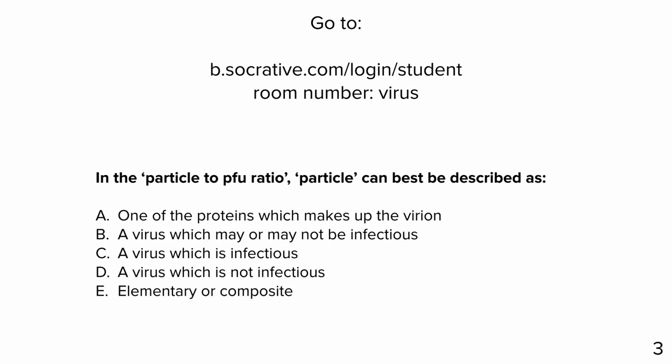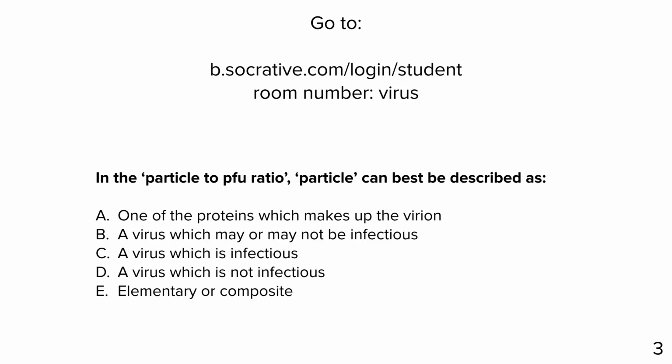Our next question is, in the particle-to-PFU ratio, particle can be best described as: one of the proteins which makes up the virion, a virus which may or may not be infectious, a virus which is infectious, a virus which is not infectious, elementary or composite. You see this word virion, maybe you haven't noticed that before. Virion means the infectious virus particle. That is, if you have a 10,000 to 1 ratio of non-infectious to infectious, that one particle out of the 10,000 is the virion. The others are all particles.